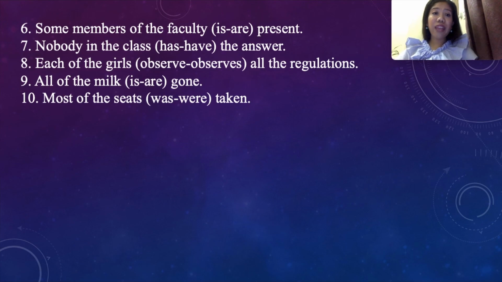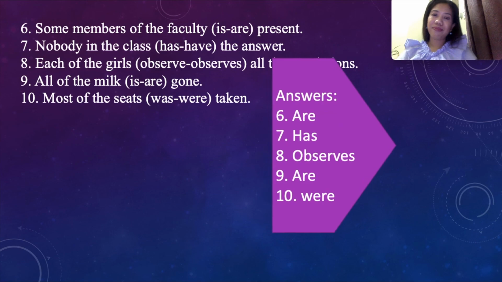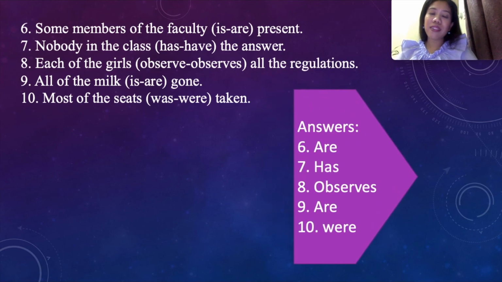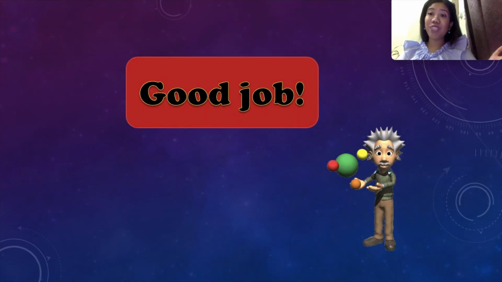Okay, I will now reveal the answers. You may pause if you are not done. The answers are the following. Number 6, are. Number 7, has. Number 8, observes. Number 9, are. Number 10, were. Good job, everybody.